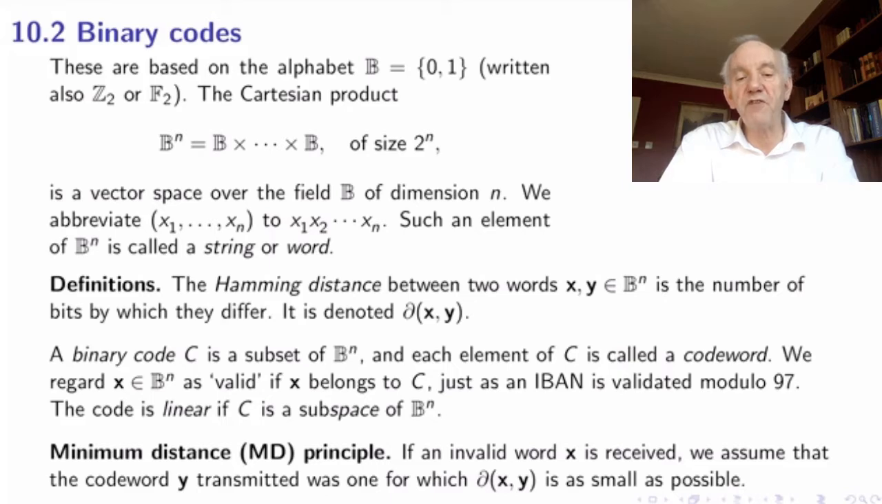So if we receive a number that's not a code word, we want to try and guess what was intended. And the point is that we look at all the possible code words that differ by as little as possible from the number we receive. And we assume that what was intended was the code word closest to the word we receive. So that's the minimum distance principle. And we'll always use that in our discussions and results. So if we get an invalid word, that means a word that's not in capital C, then we're looking for an element Y of capital C for which the Hamming distance between X and Y is as small as possible. That's the minimum distance, sometimes called the nearest neighbour principle.